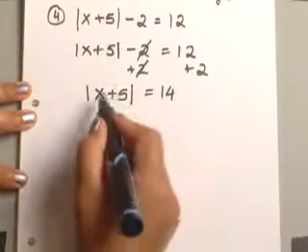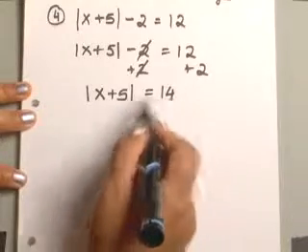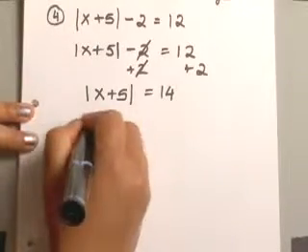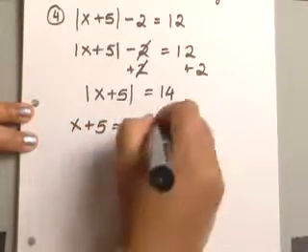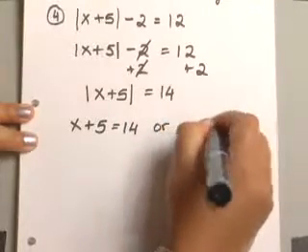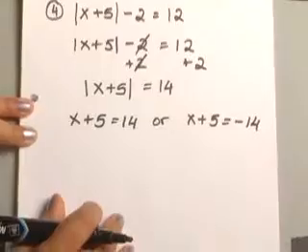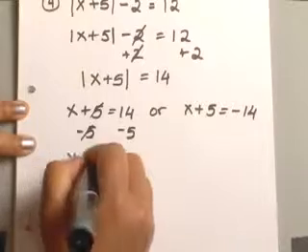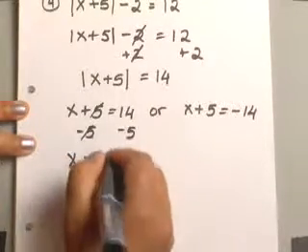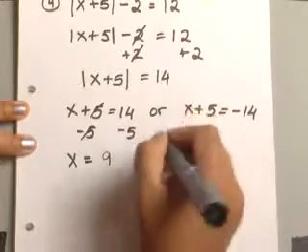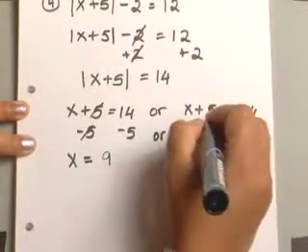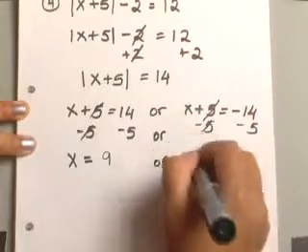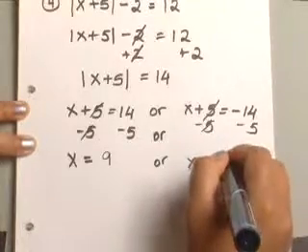So again, remember, when you're saying absolute value of x plus 5 equals 14, we're saying this expression is 14 units from 0. So we will set this up as x plus 5 equals 14, or x plus 5 equals negative 14. Move your 5 over to the other side, and you end up with x equals 9. And for the other side, you will end up with x equals negative 19.